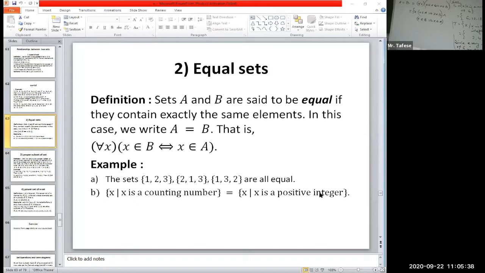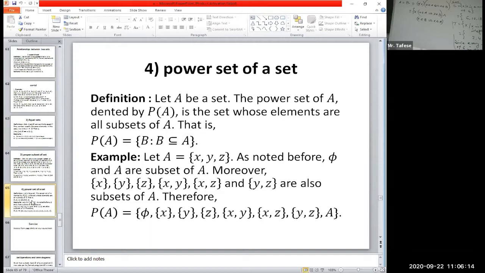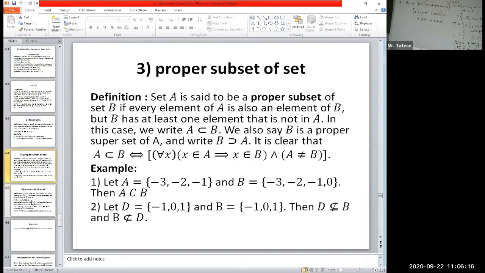Of course, counting numbers as well as positive integers have an indefinite number of elements. That means we cannot have a fixed number of elements for the two sets. But we are sure enough that they have the same kind of elements as well as the same number of elements. So this is what equal sets mean. Okay, let's go to the third one.